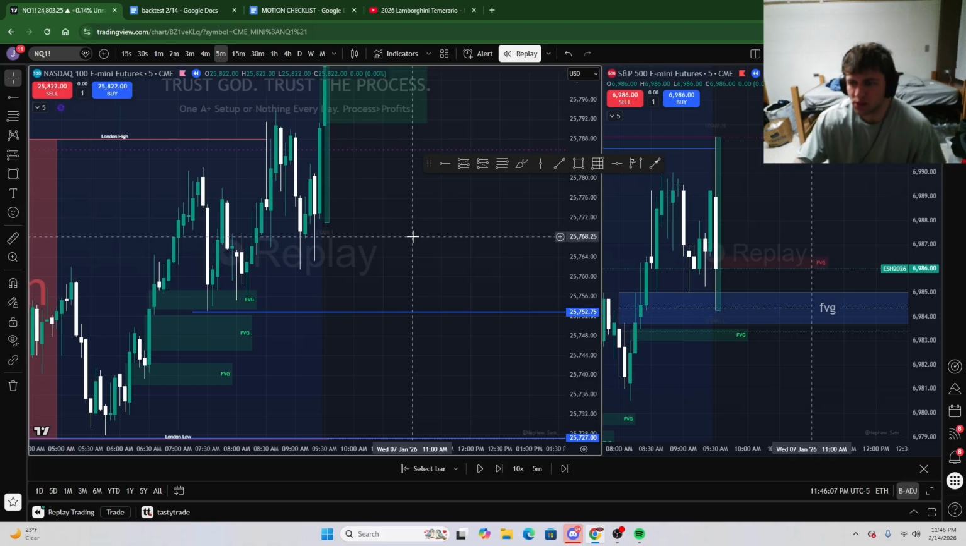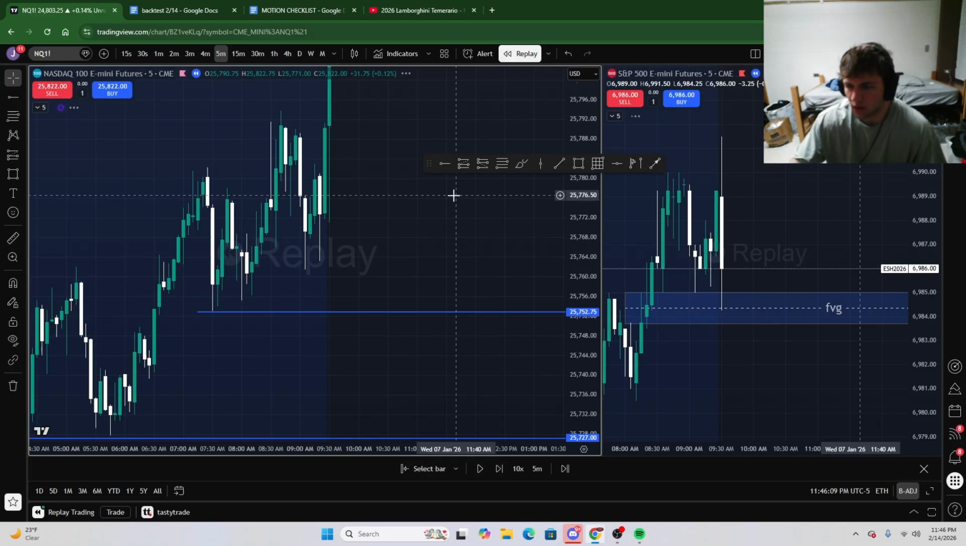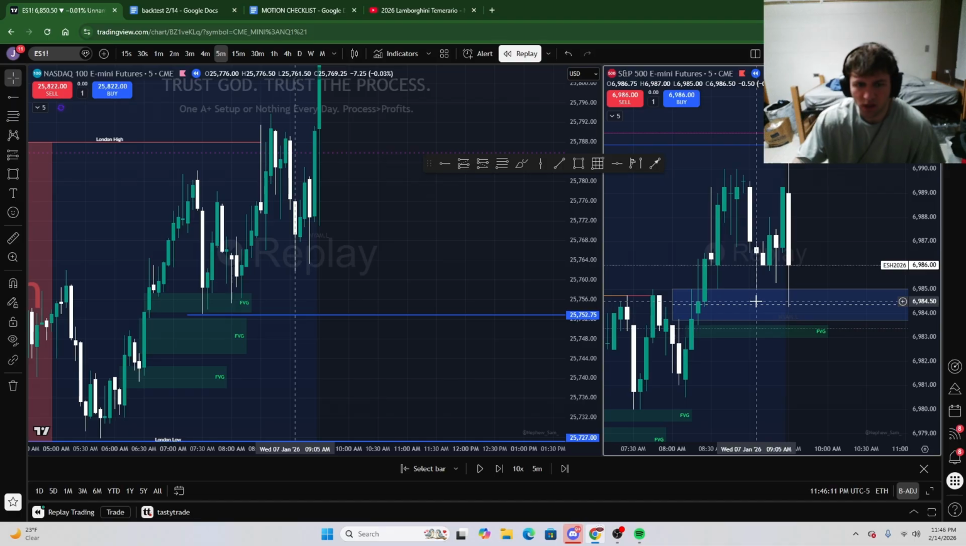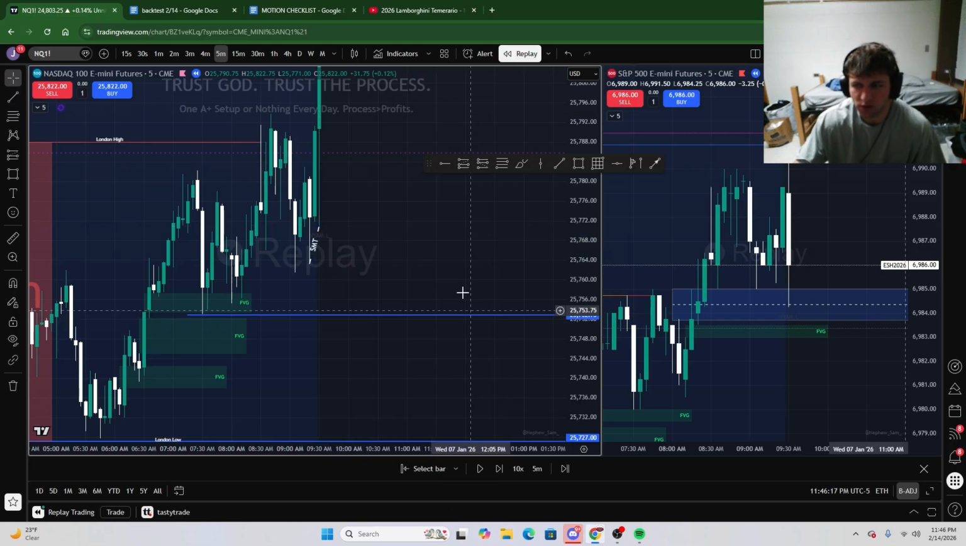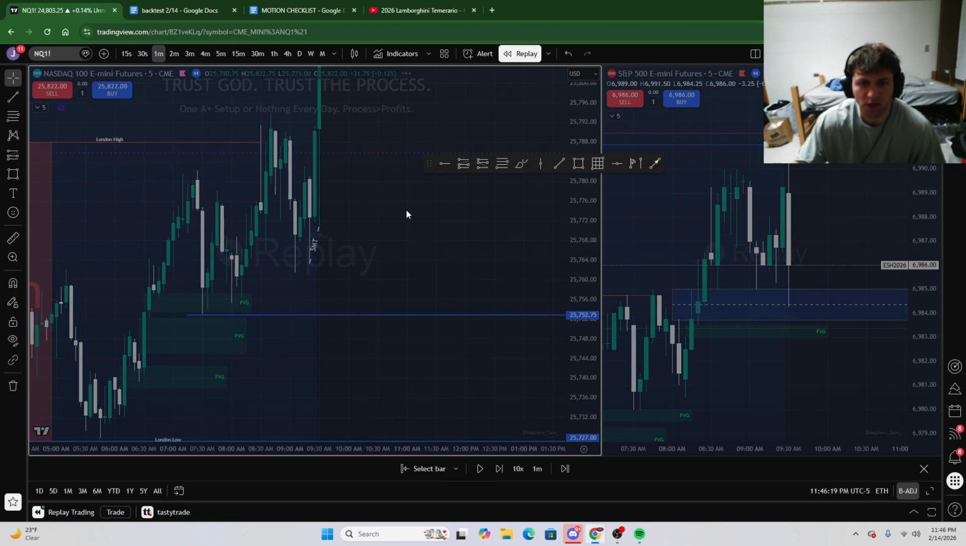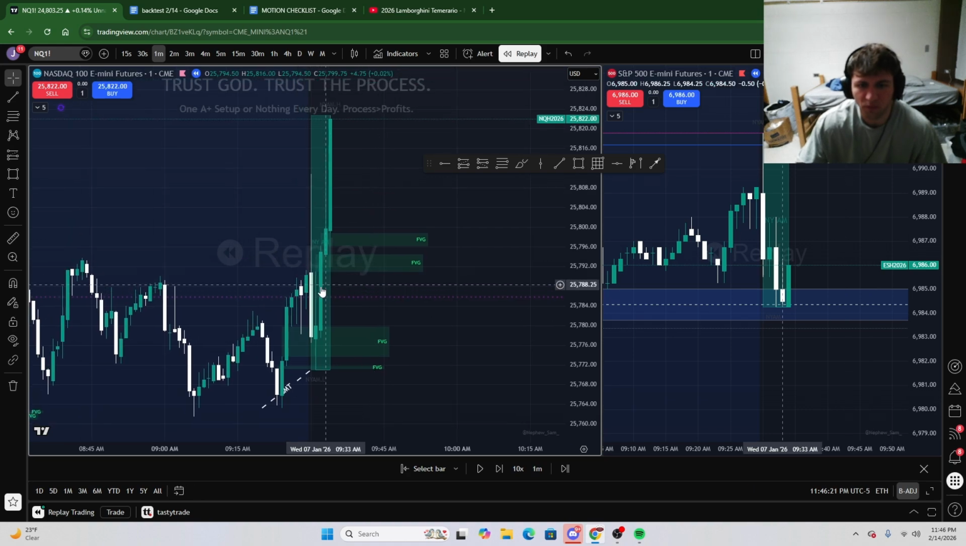Okay, so we miss. Oh, wait. Okay, so we hit the gap on ES. There is an internal SMT as well. So that's pretty money. Let's get the 1 minute going. Let's see if we have a setup here. So when do we hit the gap? We hit the gap right here.